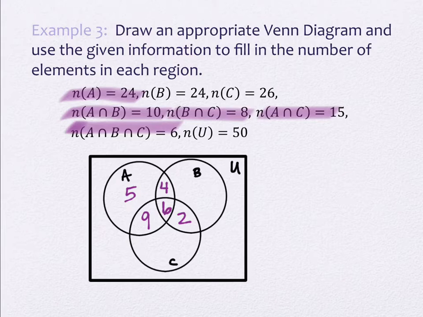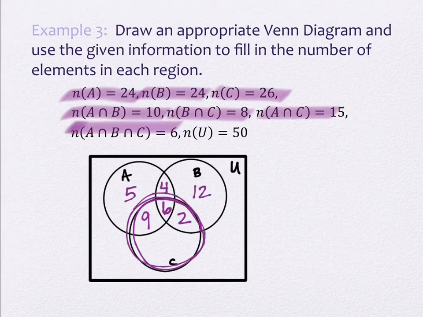We can go over to circle B and we can do the same thing. Circle B is supposed to also happen to have 24. And inside of circle B right now, how many are accounted for? 12. Yeah, so that leaves me with 12 more outside in the circle B only part. And if I do the same thing inside of circle C, it's supposed to be 26. How many are in it already? 17. So how many remain? 9.